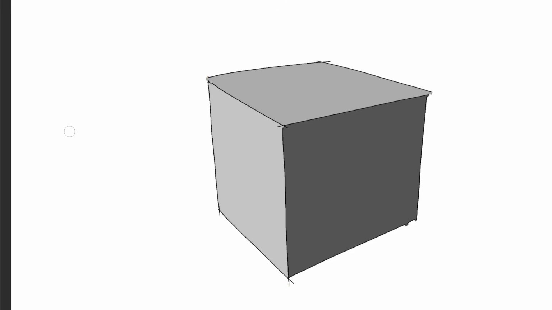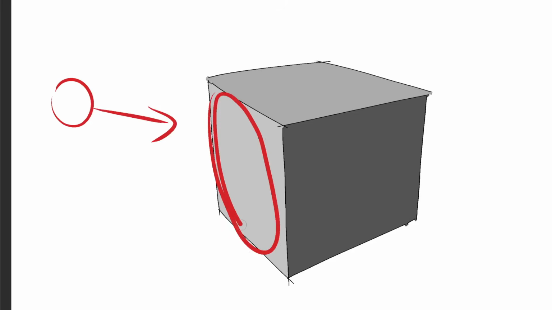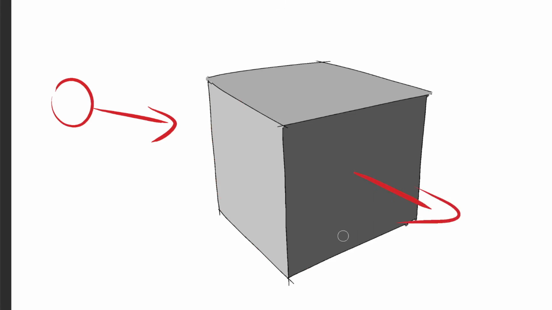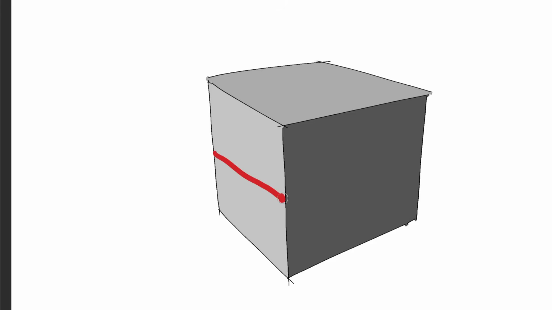If a box is being illuminated from the front, the plane that's most perpendicular to the light source is going to be the brightest, and then the plane that's facing away from the light source is going to be in shadow. With a box, there's going to be a very clear transition from the light area to the shadow area.